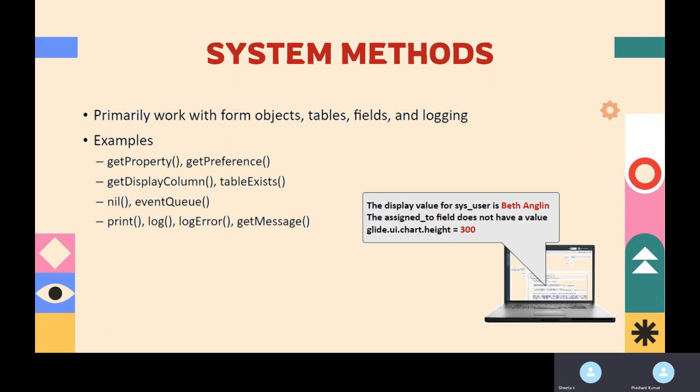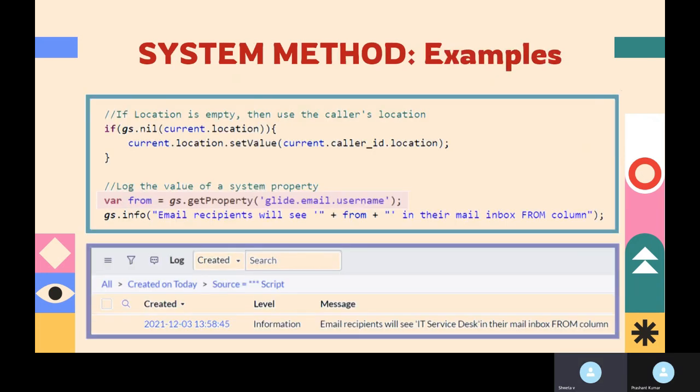So we have some system method examples here. First, we can see that if location is empty, we are using the caller's location. Suppose we are looking at an incident or any form and there is no location present. Then we will add the caller ID location. So who would be the caller of that incident? That location will be populated in the location field.